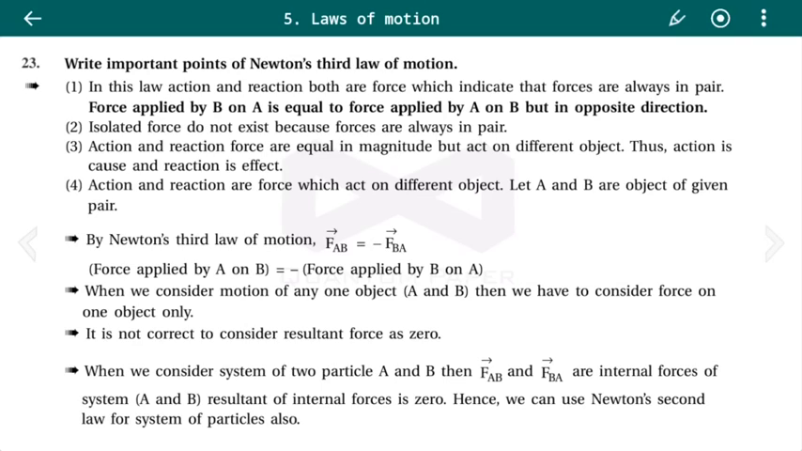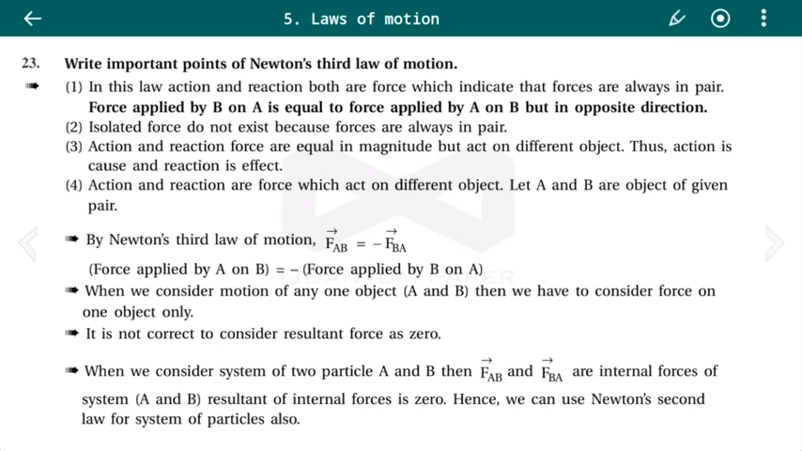Second, isolated force does not exist because forces are always in pairs. In the example that we already discussed, because the book is stationary, that does not mean that no force is acting on it, but the forces acting on the stationary book are in pair. So isolated force does not exist, forces are always in pairs.